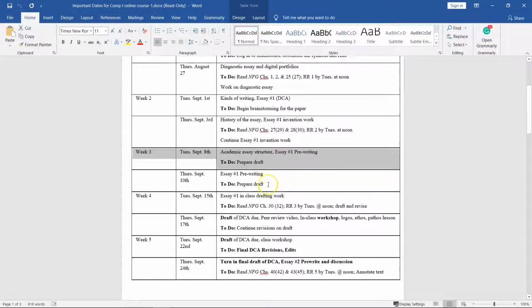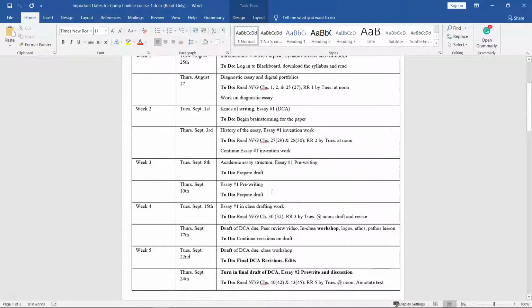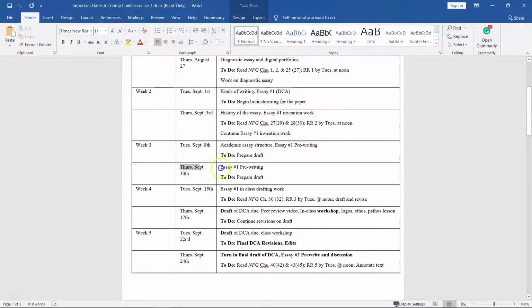So what we're going to be doing this week is talking about academic essay structure. And we're also going to be doing the essay 1 pre-writing or drafting, and for homework you should be working on the draft. Same thing for Thursday. We'll be doing the essay number 1 pre-writing and continuing preparing the draft.